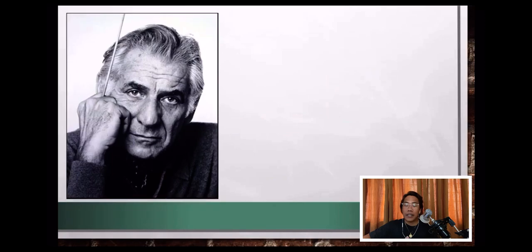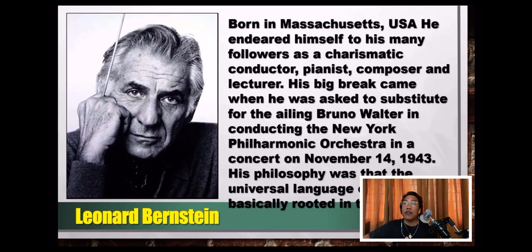The next artist under avant-garde is Leonard Bernstein. He was born in Massachusetts, USA. He endeared himself to his many followers as a charismatic conductor, pianist, composer, and lecturer. His big break came when he was asked to substitute for the ailing Bruno Walter in conducting the New York Philharmonic Orchestra in the concert on November 14, 1943.